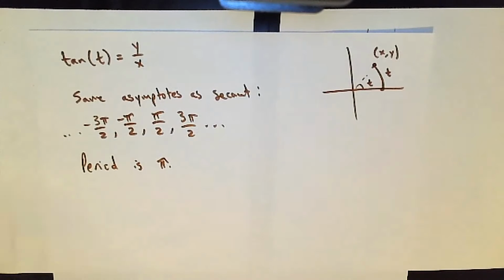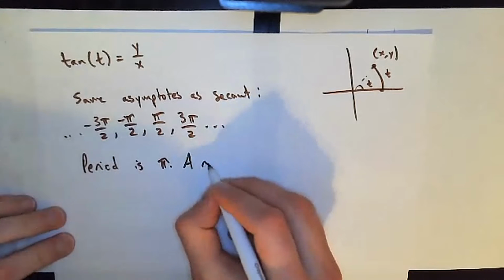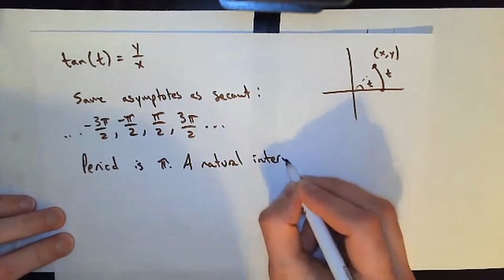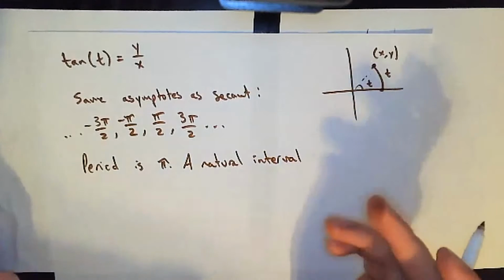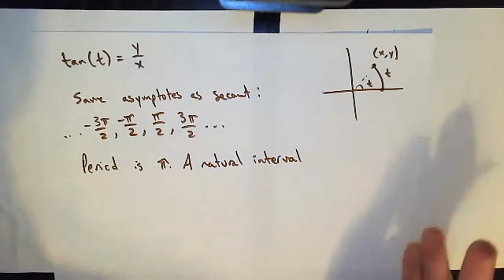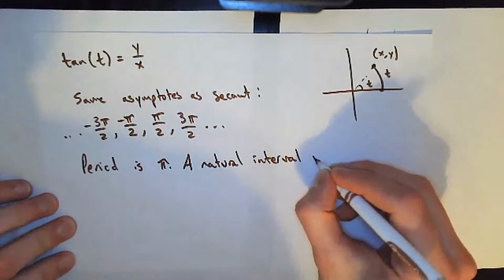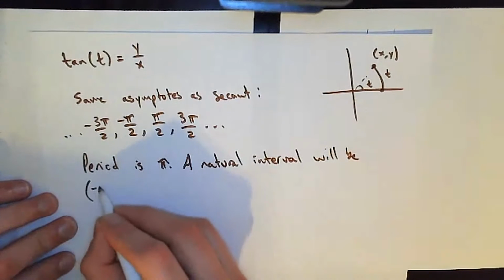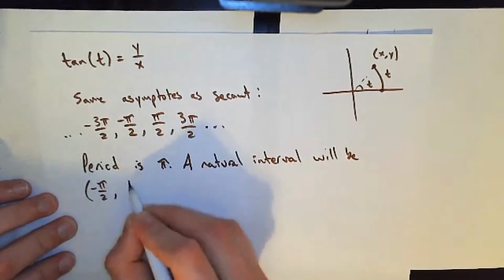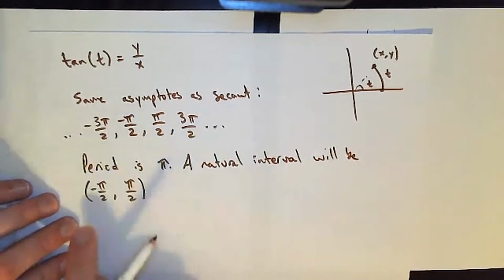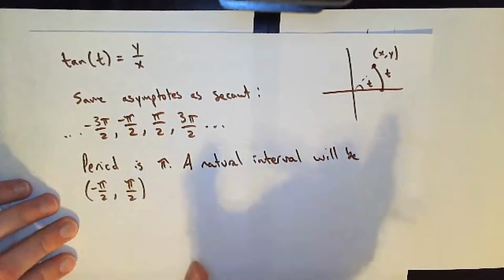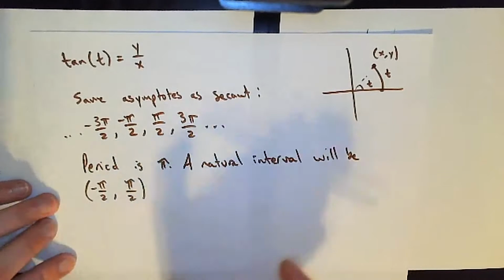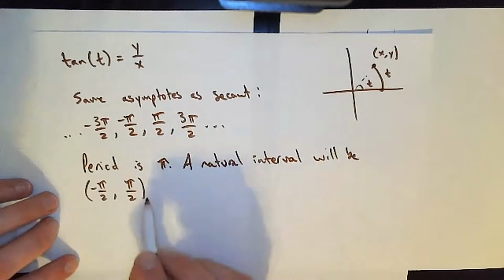A good interval to graph on, because it has the same issue as secant, where it gets cut off if you graph it from 0 to pi. So a natural interval to graph it on will be negative pi on 2 to pi on 2, which is of length pi, right? That's still period pi. Instead of going from 0 to pi, we're going from negative pi on 2 to pi on 2.